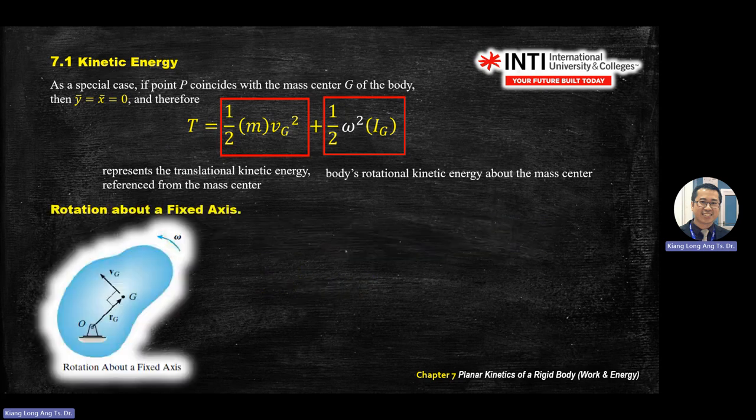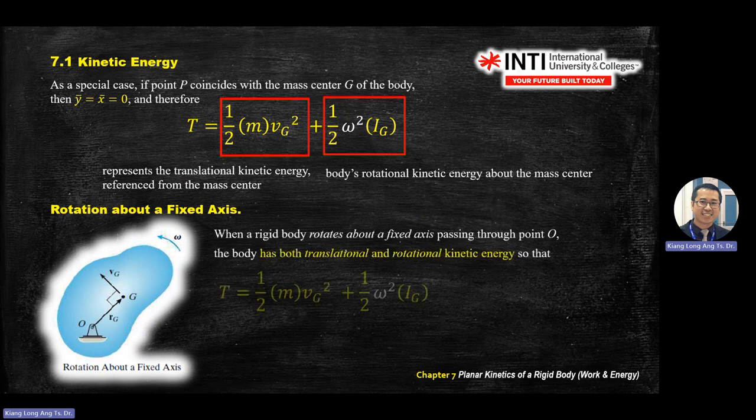What happens to a body with a rotation? When you have a rotation about a fixed axis, you need to use the full equation. There is a center of gravity G, and as it rotates, G moves in the tangent direction. So you need to include mV, the V at the center of gravity, and then omega, of course, because it is rotating.